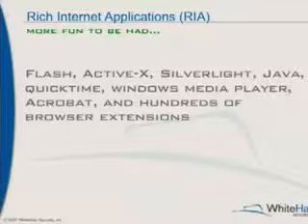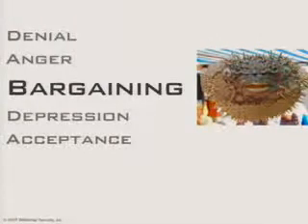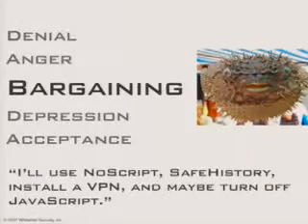So it's all there. So we've been through denial, so we know the internet's open. We've gone through anger, right? And then we come to bargaining, right? How do we solve this problem? We have to surf the web out there. And so what can we do? And people start to go, okay, this is what they told us last year. Okay, we'll use NoScript, SafeHistory, we'll install a VPN, and maybe turn off JavaScript if we can stomach it, and a bunch of other crazy solutions out there. And we go, okay, we'll break those too.